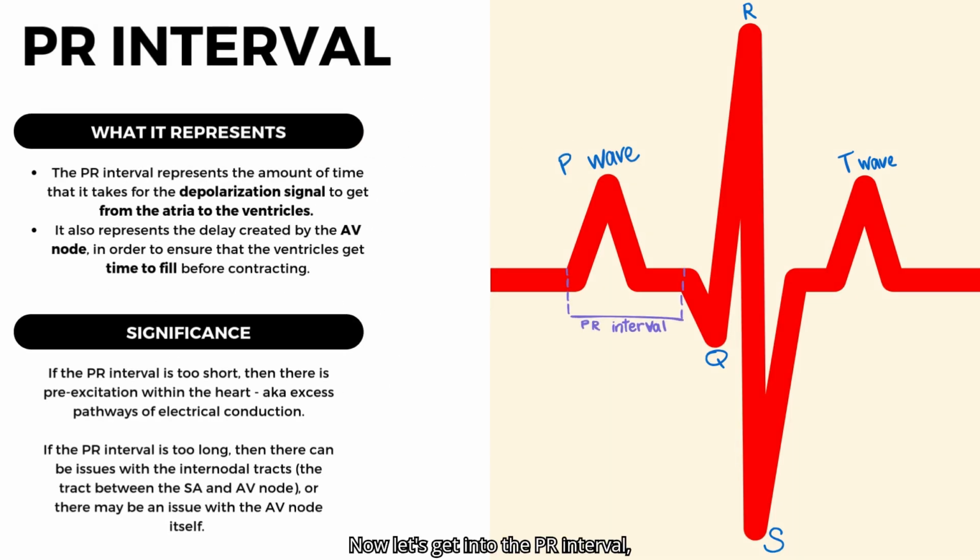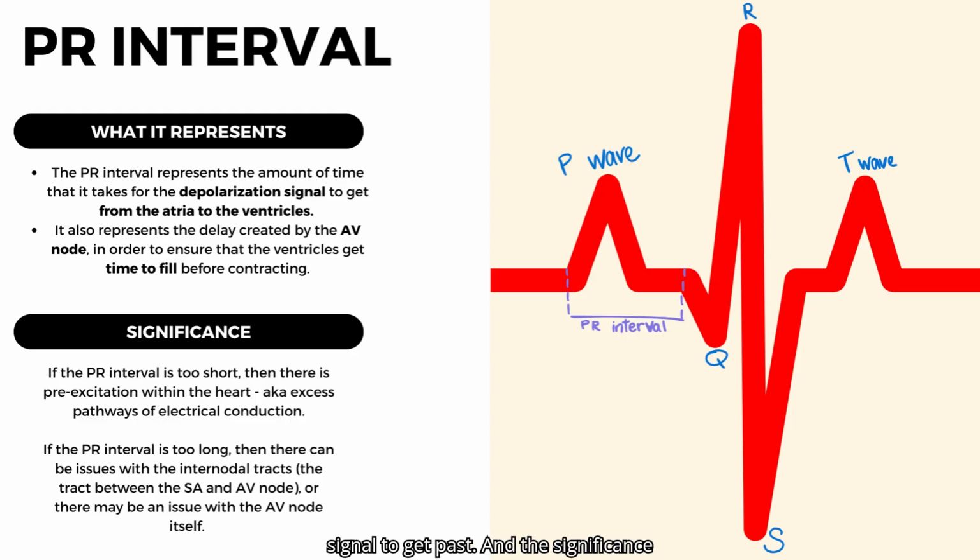Now let's get into the PR interval, which represents the time that the signal takes to get from the SA node to the AV node. If you think about it, the P wave is basically the atrial depolarization, and then the Q wave is the start of ventricular depolarization. So the ventricles can only depolarize when the signal has reached the AV node, and the atria can only depolarize when the signal has reached the SA node.